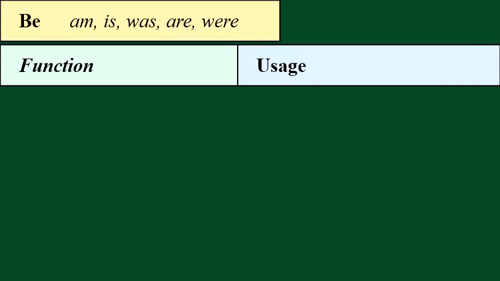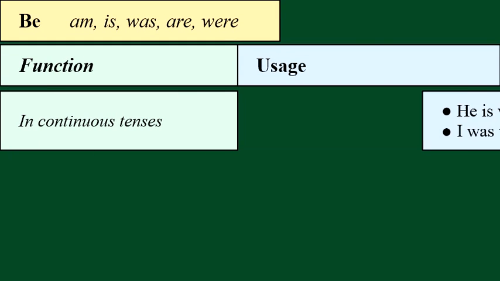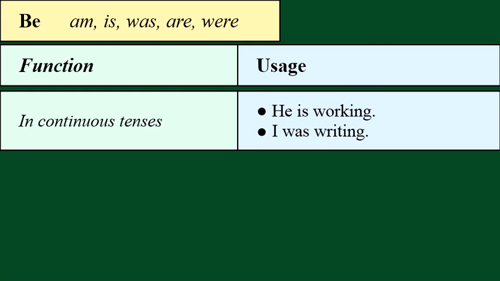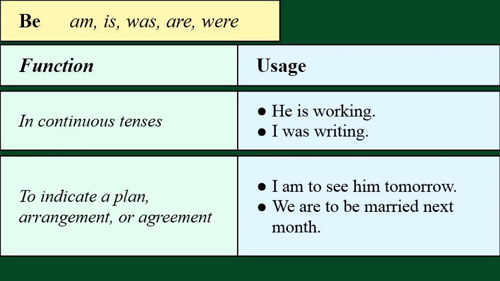Number 1. Be. It is used in continuous tenses. The examples are: He is working. I was writing. It is used to indicate a plan, arrangement, or agreement. The examples are: I am to see him tomorrow. We are to be married next month.